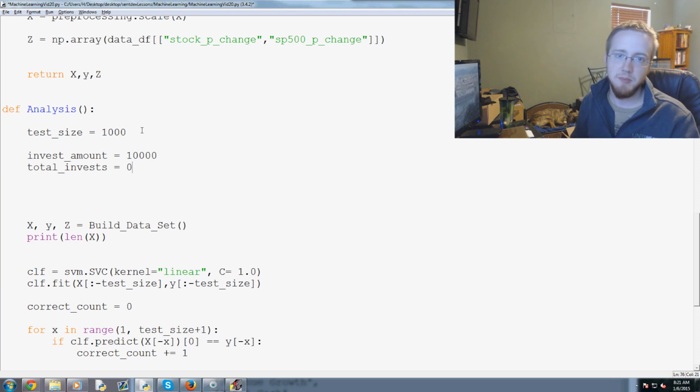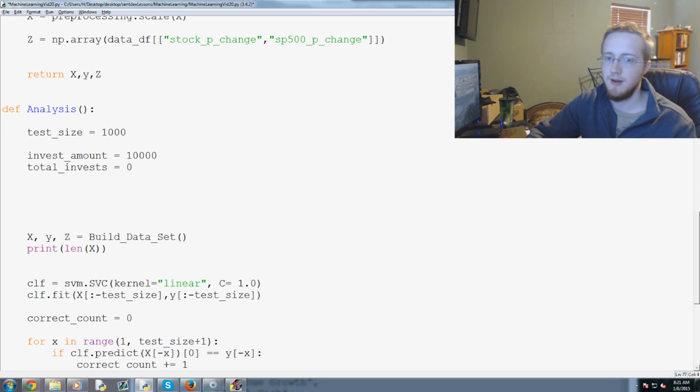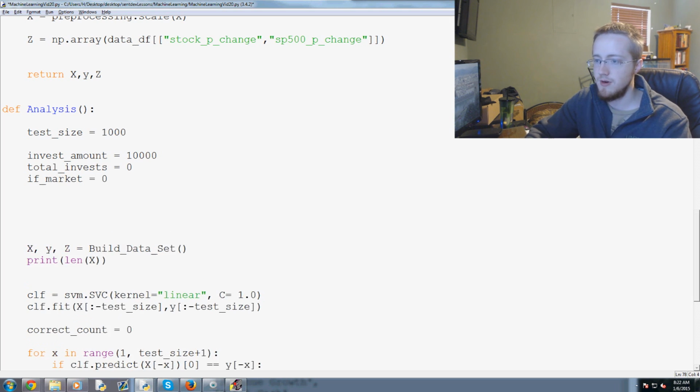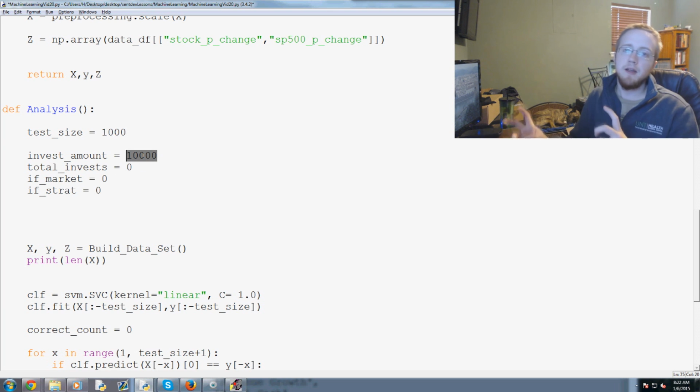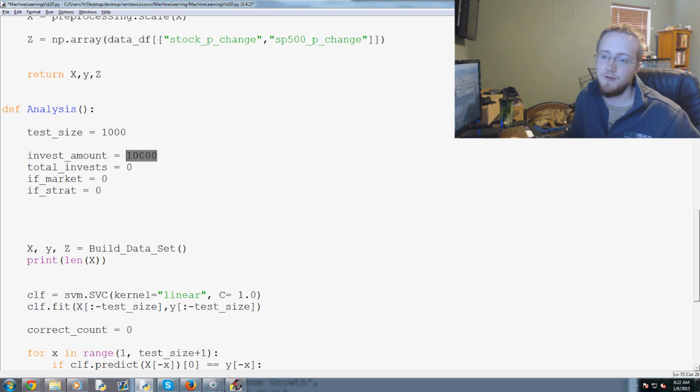Later on, we can multiply this by a trade cost or something like that and subtract that from our earnings. So anyway, total invest. Also, we're going to have an if_market, equal to 0, and then if_strat, equal to 0, and this will be calculating whether or not, basically, if_market is going to calculate if we took all, because we're going to have to calculate both what was the return on investment if we just bought the S&P 500 index.